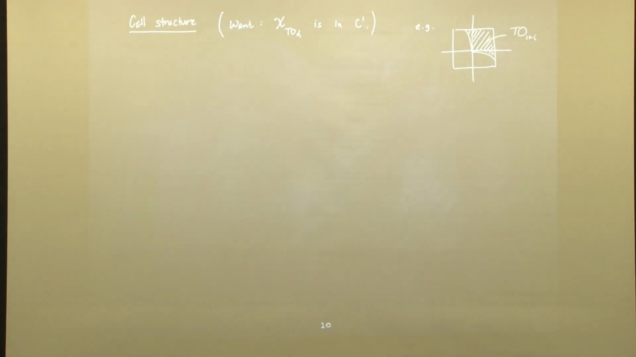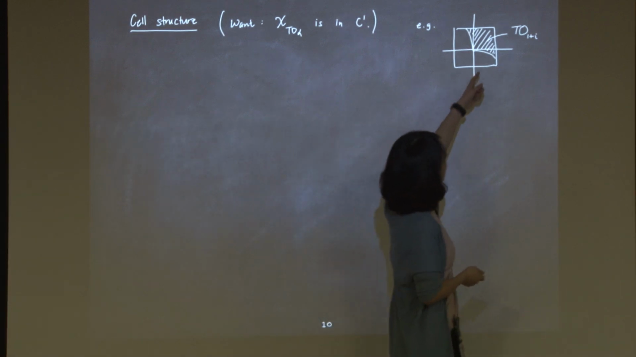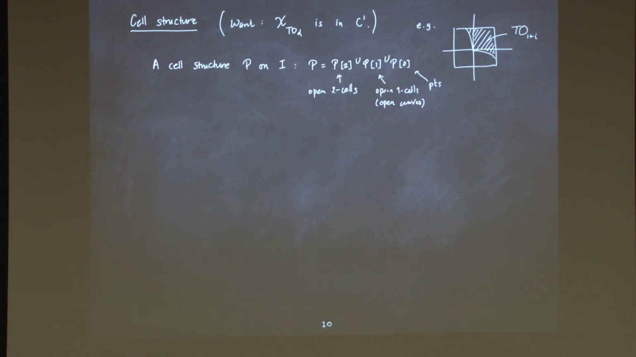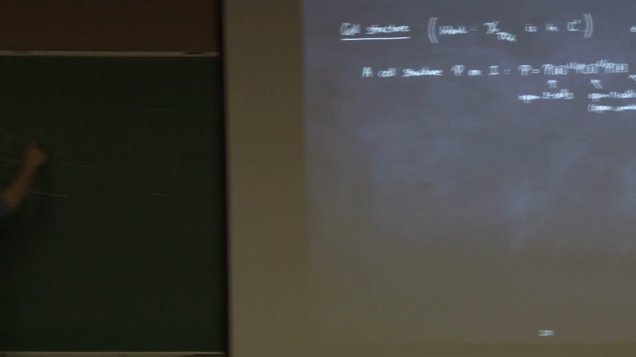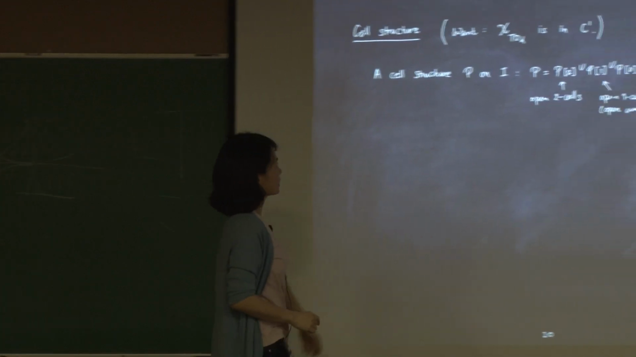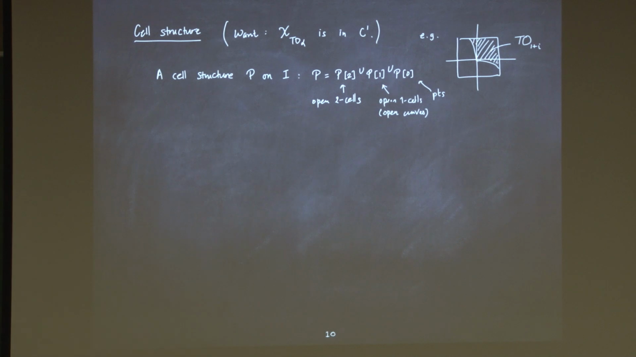So what's the cell structure? One typical example of T: when alpha is 1 plus i, T O alpha looks like this. We can see that there's actually this cell structure. We have open two-cells, open one-cells, and vertices. Altogether we call it P, the partition: open two-cells, open one-cells, and points. And it behaves very well under the Gauss map.